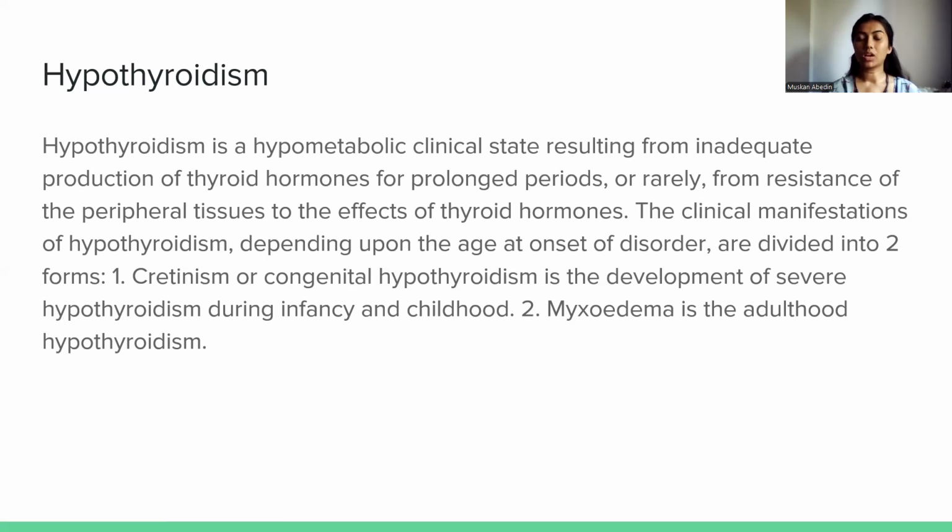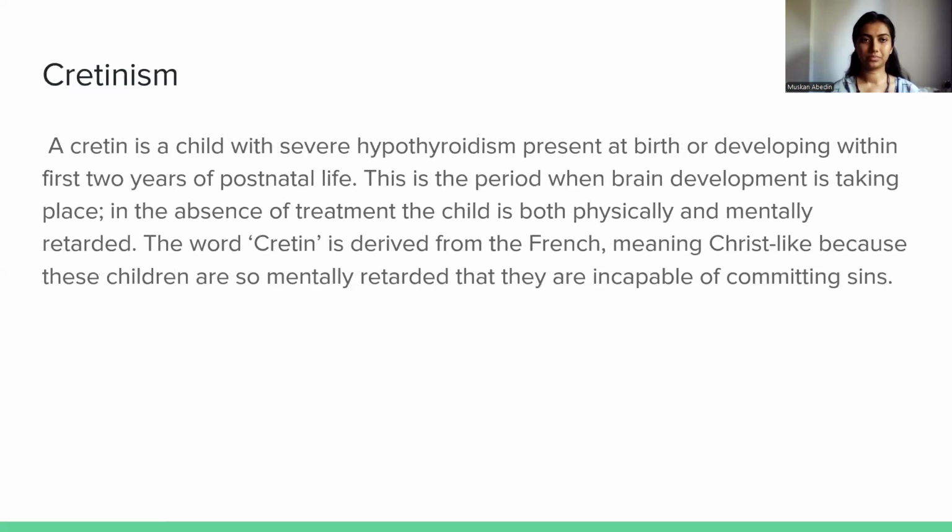First, we have cretinism or congenital hypothyroidism, which is the development of severe hypothyroidism during infancy and childhood. And second is myxedema, which is seen in adults. So first is cretinism. A cretin is a child with severe hypothyroidism present at birth or developing within the first 2 years of postnatal life. This is the period when brain development is taking place. In the absence of treatment, the child is both physically and mentally retarded. The word cretin is derived from French, meaning Christ-like, because the children are so mentally retarded that they are incapable of committing sin.